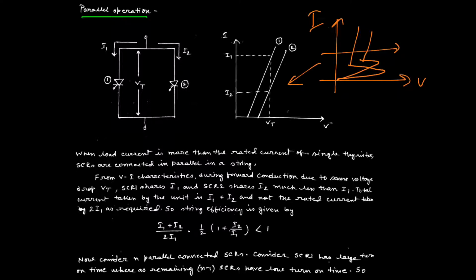So the string efficiency can be given as (I1 plus I2) by 2I1, that is equal to half into (1 plus I2 by I1), which is always less than 1. Now consider that n number of SCRs are connected. Then what will happen?